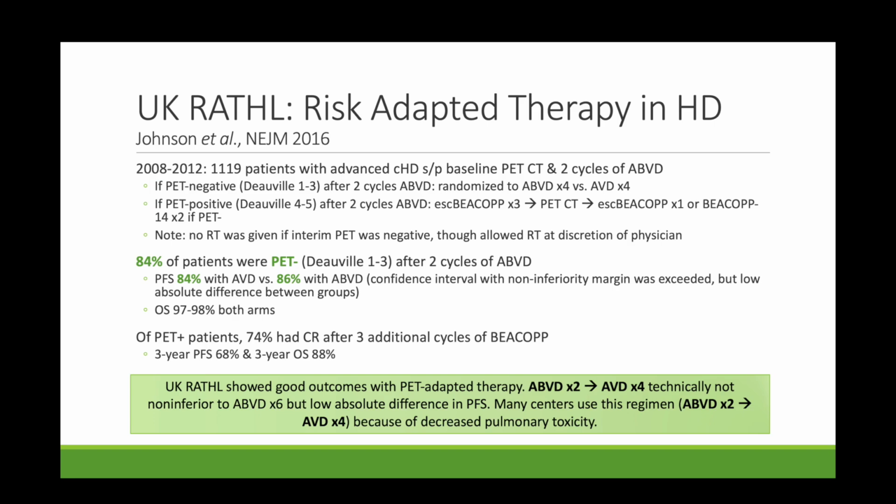So the big conclusion from UK-RATHL, I think, is ABVD times 2 followed by AVD times 4 for advanced stage disease is technically not non-inferior, however, low absolute difference in PFS. And many centers will use this regimen and even extrapolate it to early stage disease, as we saw earlier.